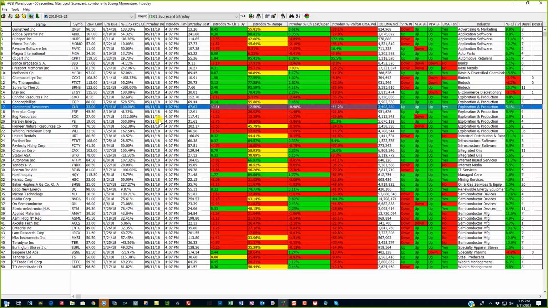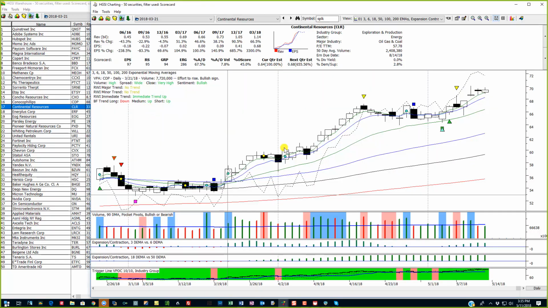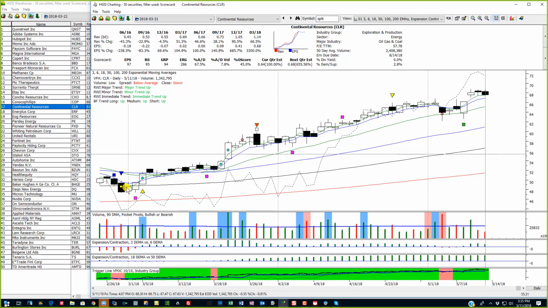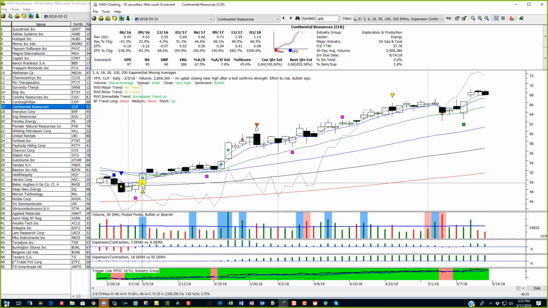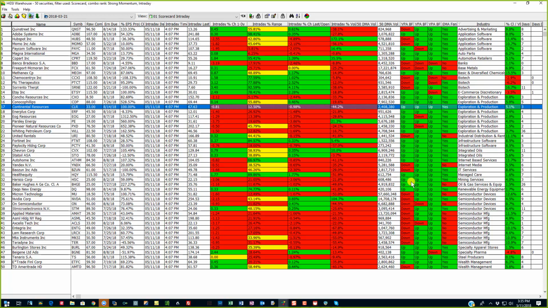Let's look at one more. I haven't looked at Continental Resources. Let's look at it. Here's what I mean by a nice trending stock. Beautiful. Okay, let's go to March 21st. Now these even started earlier, back on March 5th. Here is March 20th, had an effort to rise, and March 21st right here, and it's done nothing but move up.